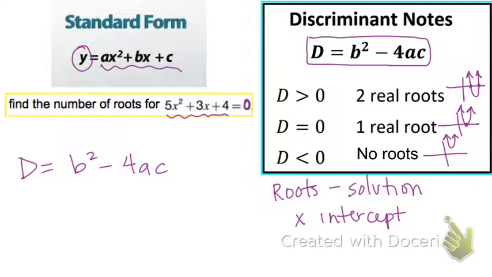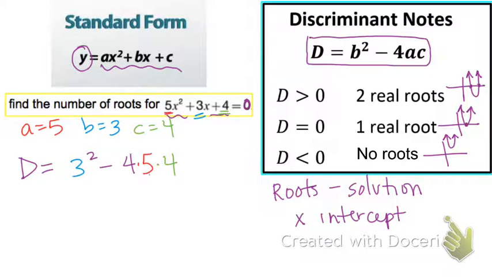So a is the number in front of the x squared. So a is 5. So I'm going to change this then to a 5. And then b is the number in front of the x. So b is 3. So here, instead of a b, I'm going to write a 3. And then c is the number added at the end, that constant. So c is 4, positive 4.